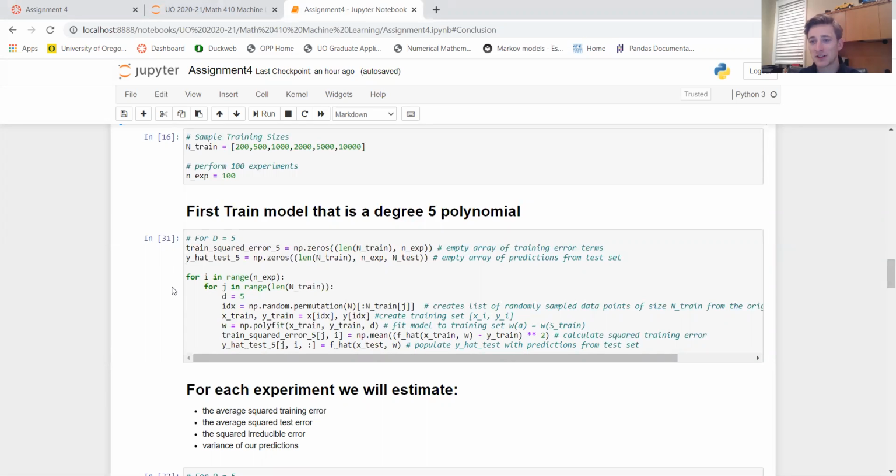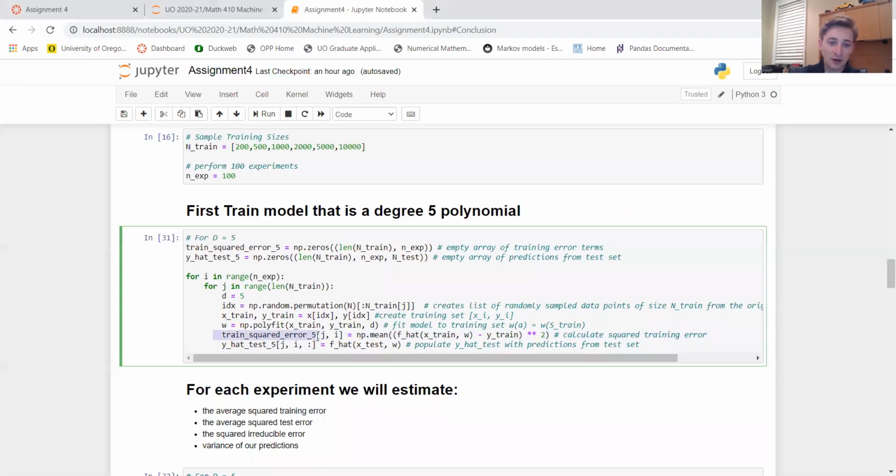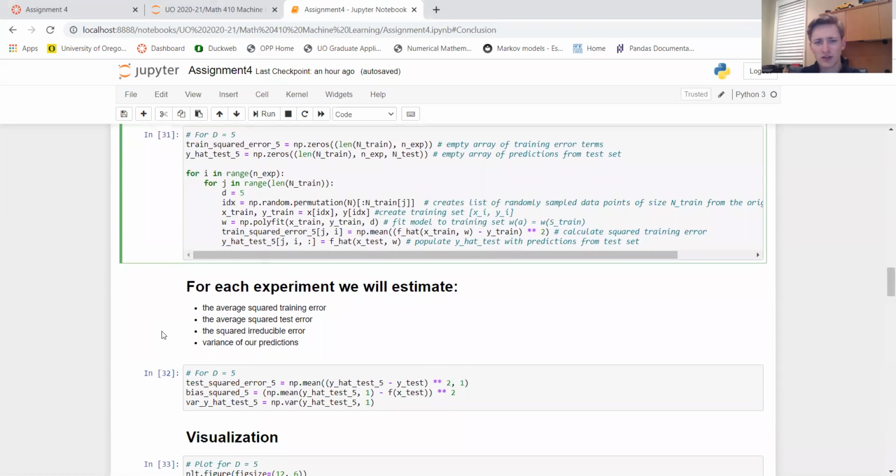It randomly selects however large our sample size is, it selects that many data points from our training set and uses those to train the model. And then we can calculate the squared train error as well as the y hat test, which is our predictions with the model. So for each experiment, we're going to estimate the average squared training error, which we did above, the average squared test error, the squared irreducible error, and the variance in our predictions.